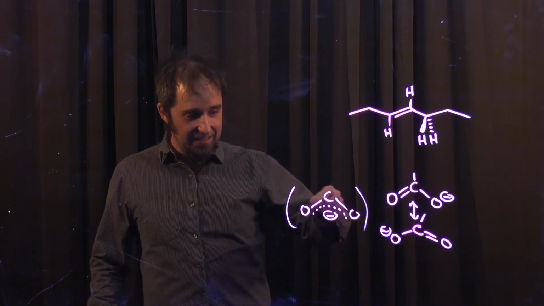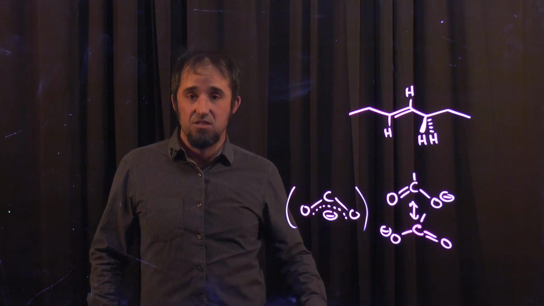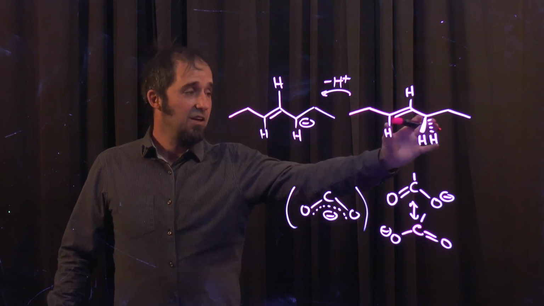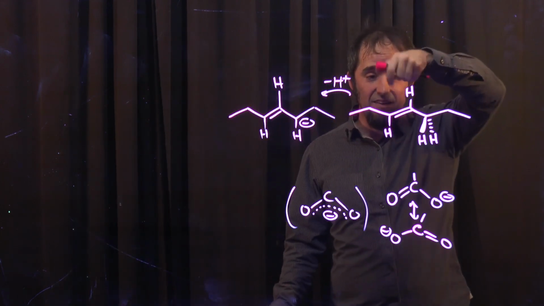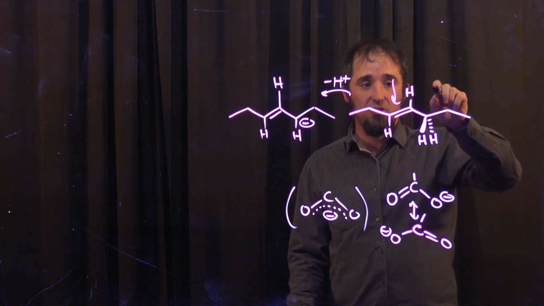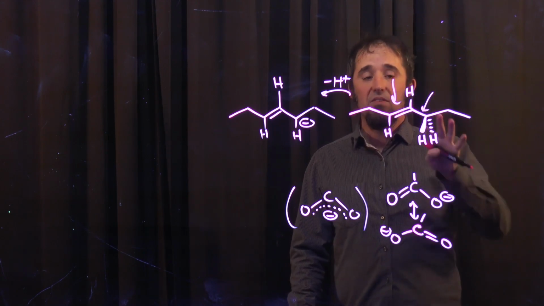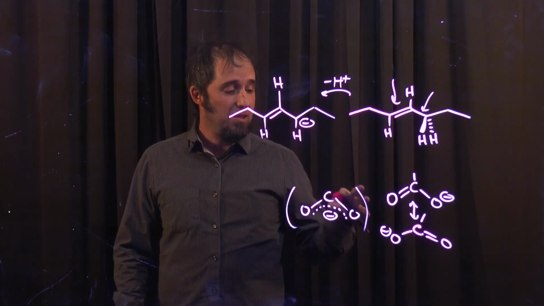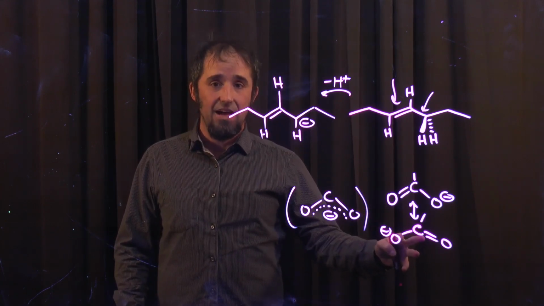I use this dotted line to say these electrons are spread out. I don't have that kind of delocalization here. Again, this CC bond is shorter than this CC bond. But if I were to lose a hydrogen and get to something like this, now I'm in the same boat as I was down here.